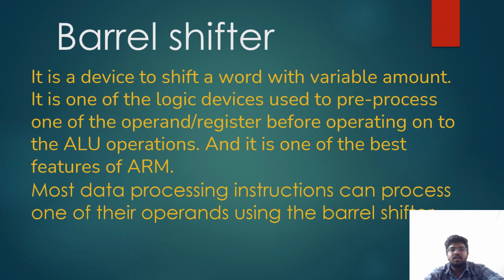And the barrel shifter. It is a device to shift a word by a variable amount. It is one of the logical devices used to pre-process one of the operand registers before operating in the ALU. And it is one of the best features of ARM. Most data processing instructions can process one of their operands using the barrel shifter.